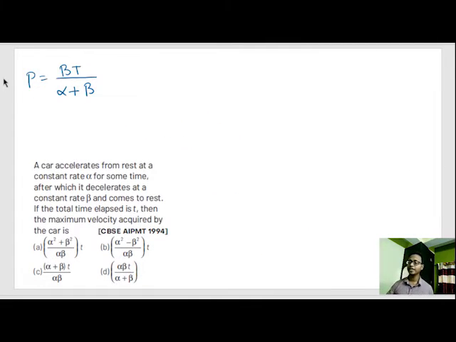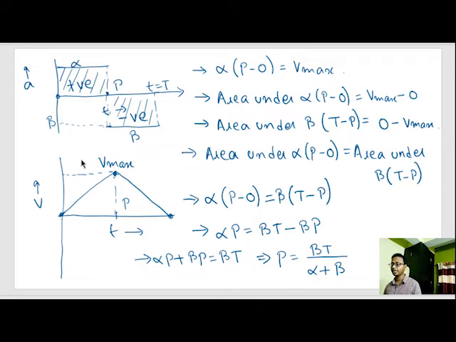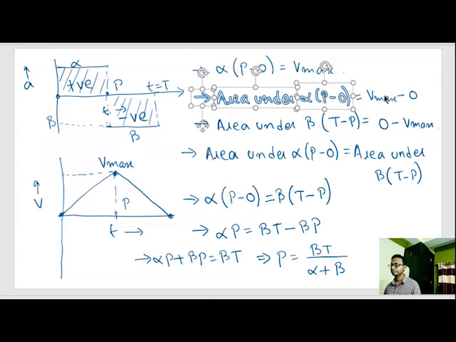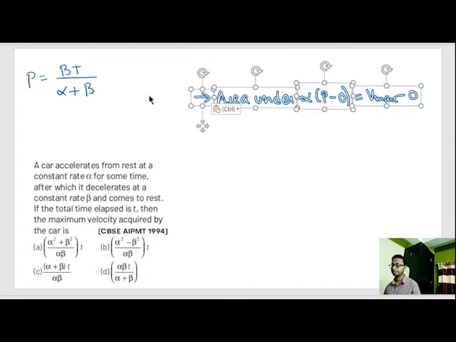We obtain p equals beta t by alpha plus beta, and from this acceleration graph we obtain the maximum velocity as the area under the graph: alpha into p minus 0 is equal to v max minus v0. See this graph. We obtained this.